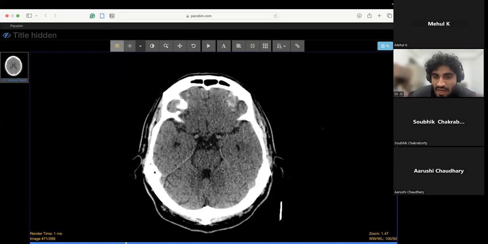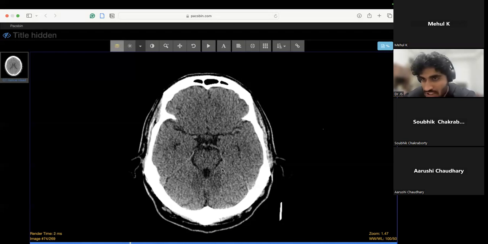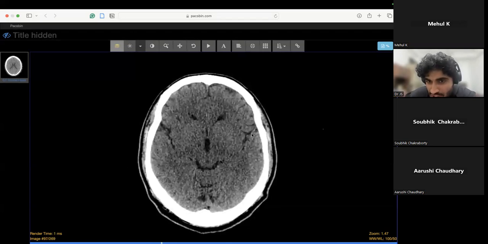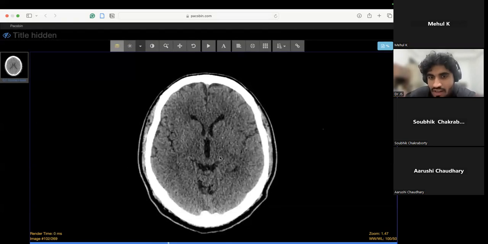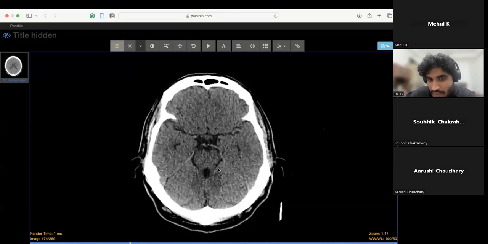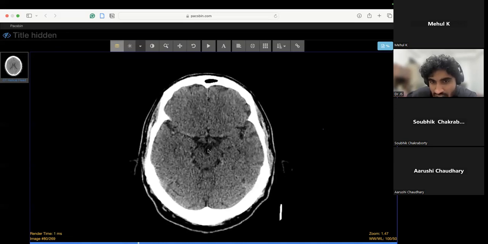Okay, so ambient. There are some cisterns in the subarachnoid spaces. We have a sylvian fissure with a sylvian cistern here. Then we have the perimesencephalic, that is the midbrain. Around the midbrain, here we have the interpeduncular cistern. This is the interpeduncular cistern here.